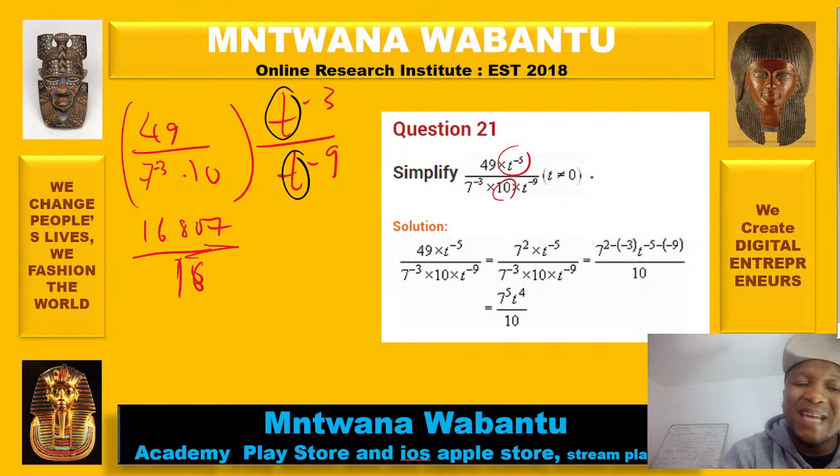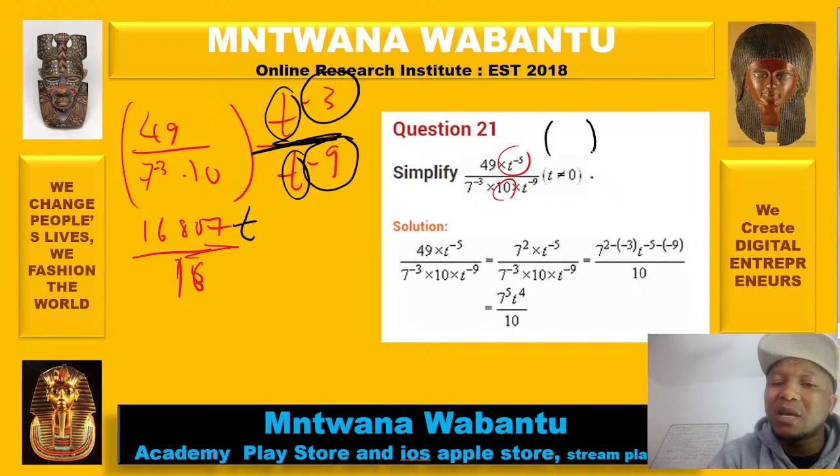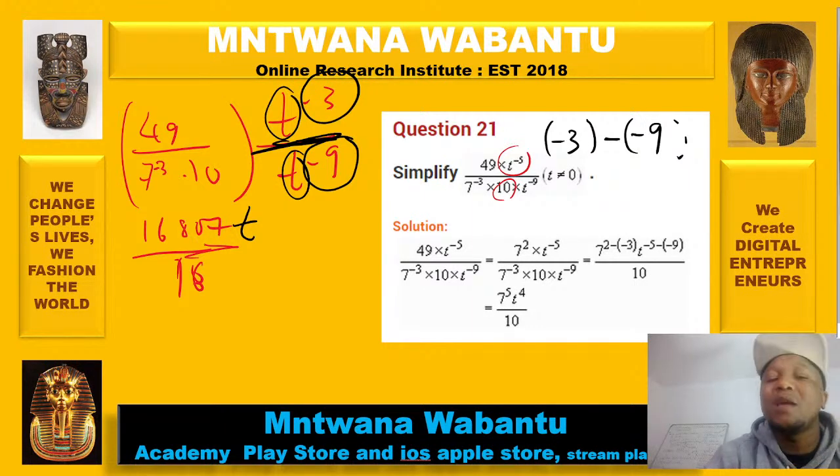So write only one t and make sure you write at the top. And then, since it's division, always take the top power minus the bottom power. So I'm going to say like that, minus. What is my top power? Negative 3. What is my bottom power? Negative 9. So negative 3 minus 9.